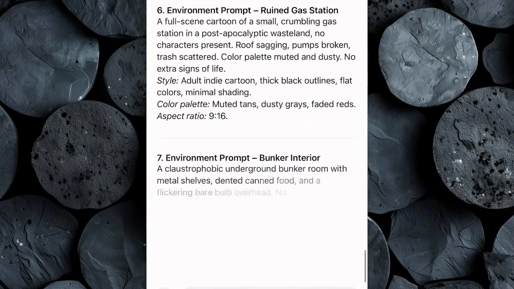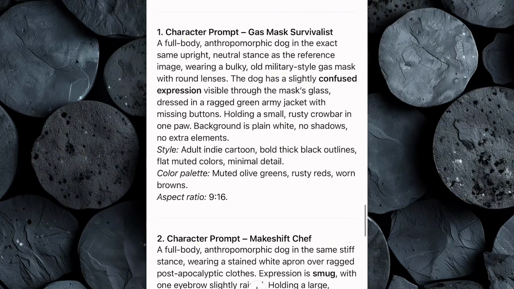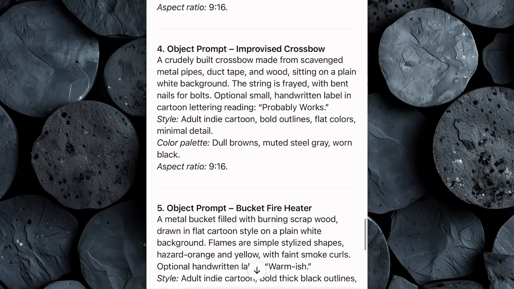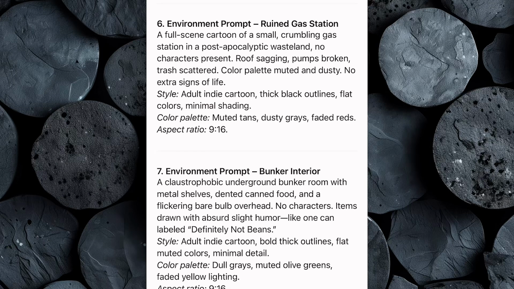These will be split into 3 categories. The first is character prompts. Your anthropomorphic character will appear here. Then you have object prompts, survival gear, tools, or props on a clean background. And finally, you have environment prompts, full post-apocalyptic scenes without your character.